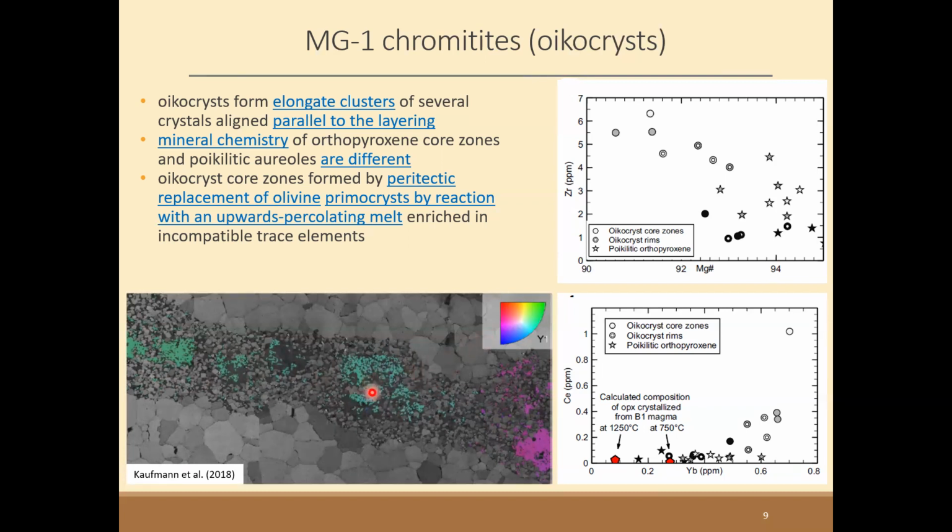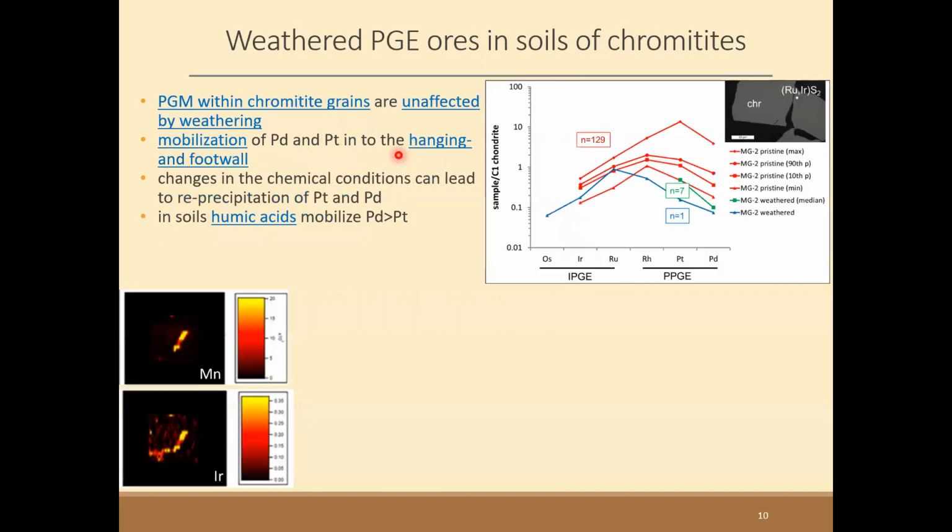And you could see that they have the same crystallographic orientation, but in combination, looking at these pyroxenes, they observed some differences in the mineral composition of the orthopyroxene. So you've seen that some had relatively high enrichment of zirconium and rare earth elements, which are the core zones. And that's why the idea was that this is actually the result of a peritectic replacement of the olivine by basically percolating melt, which was enriched in these incompatible elements, giving us this different mineralogical composition.